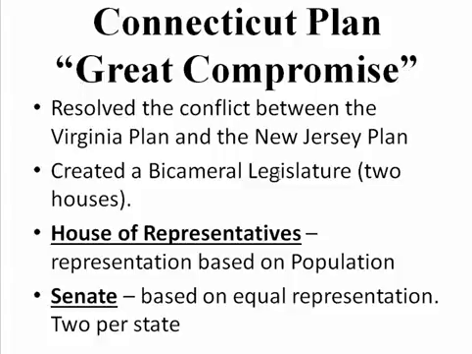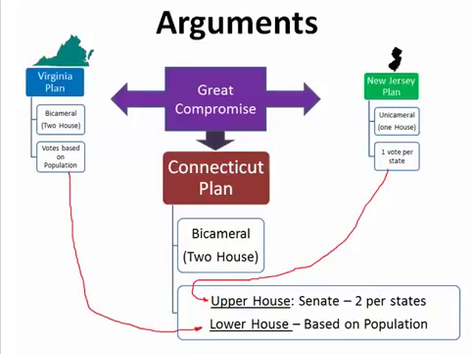It's going to resolve this conflict between the Virginia plan and the New Jersey plan, because it's going to create a bicameral, or two-house, legislature. In the upper house, they're going to say let's base that on equal proportion and make the small states happy. And then the lower house, called the House of Representatives, will be based on population to make the larger states happy. So it's going to take a piece of the Virginia plan and put it here, and take pieces of the New Jersey plan and put it here.